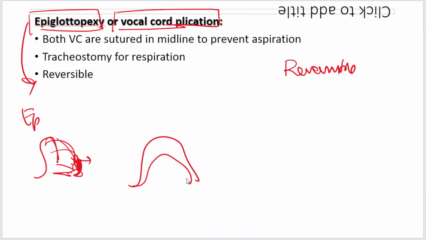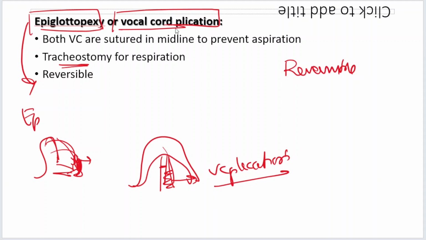Or you can take the vocal cords and plicate them together to produce vocal cord plication. When you have done this, the patient cannot breathe anymore. You have to add tracheostomy to this procedure so that the patient can breathe, and it's a reversible procedure. Okay, so this is the management of bilateral complete palsy.